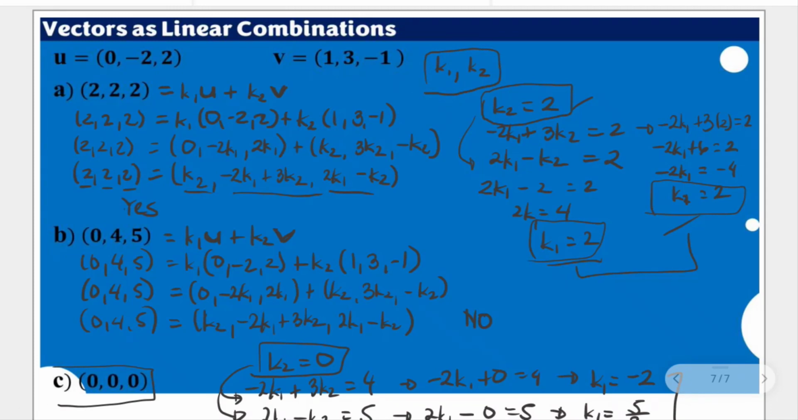And by the way, if we have an additional vector there, so k sub 3 and so on and so forth, and if they exist, then basically we say that yes, that vector is a linear combination of the other vectors.